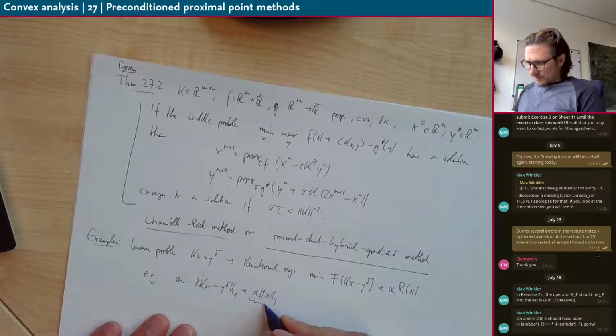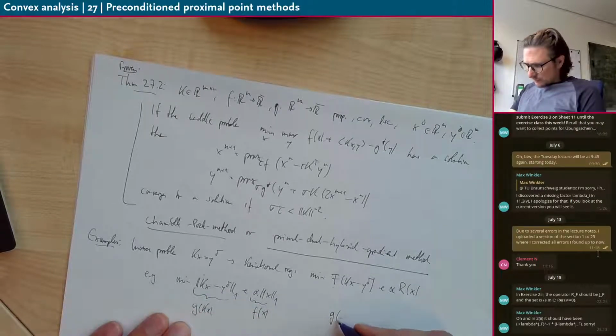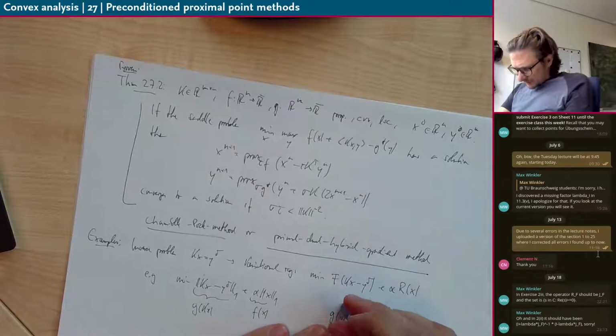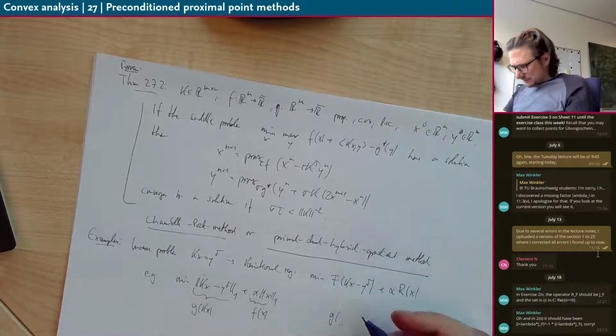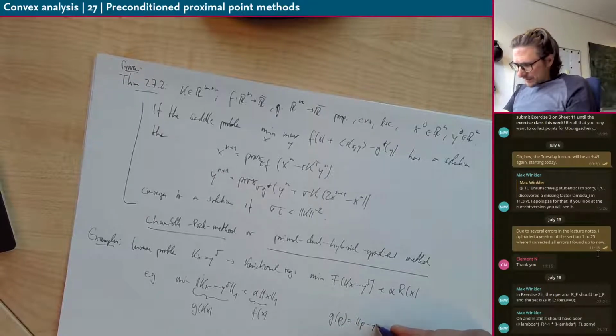This works always. So this is our f of x, and this here is our g of Kx. So what g of y would then be, let's not call it y, let's call it g of p. G of p would then be just ‖p − y^δ‖.